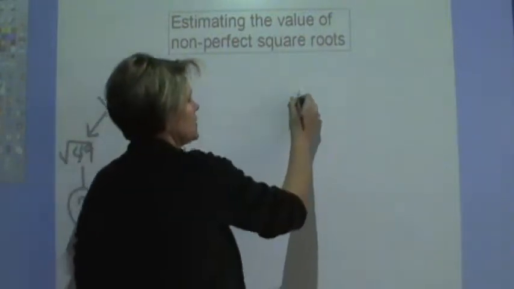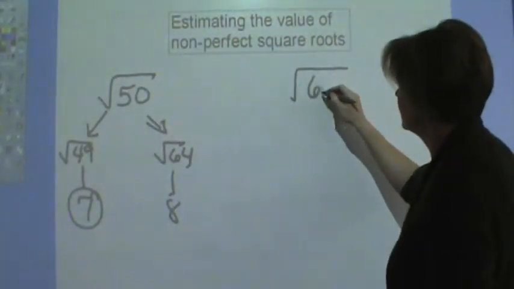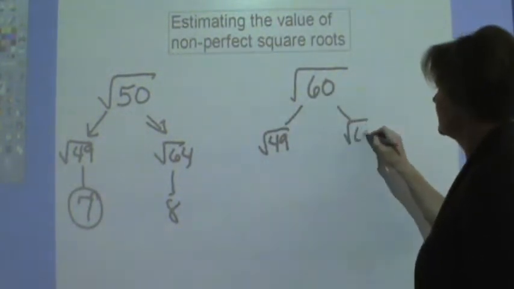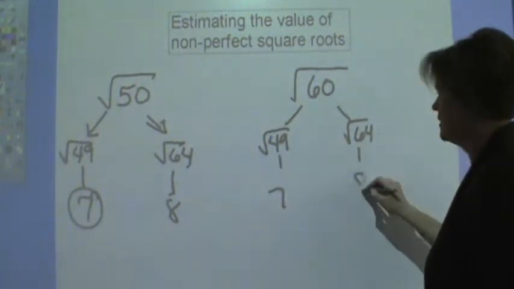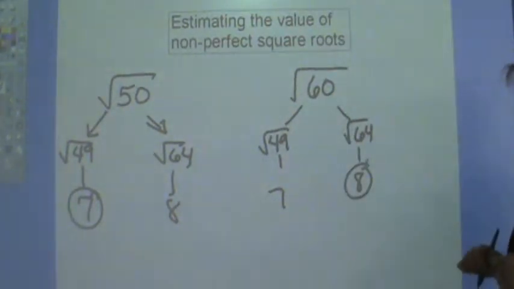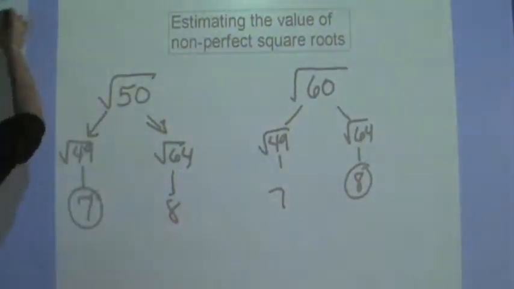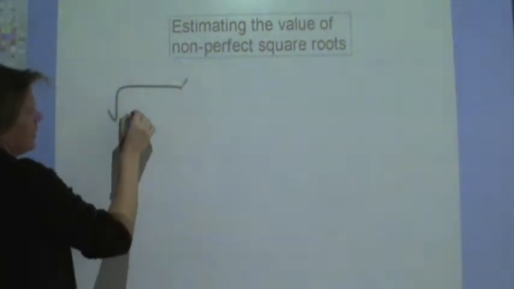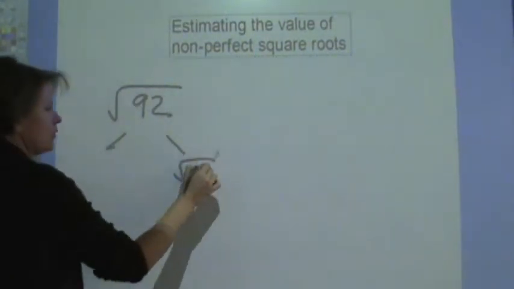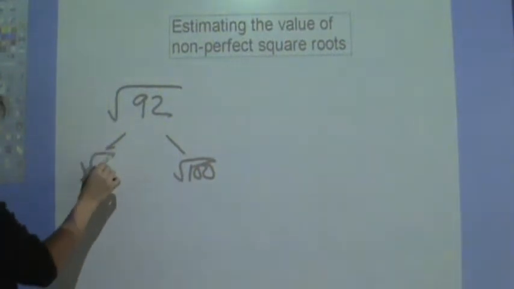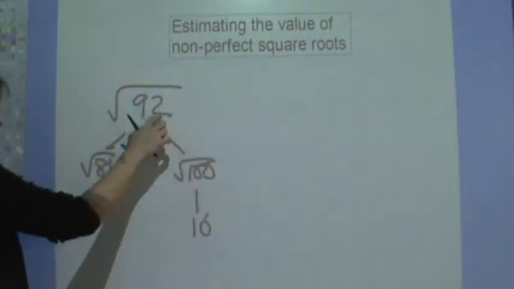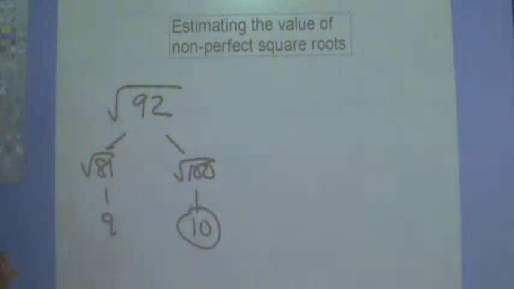Whereas something like the square root of, let's go with 60, would also be between the square root of 49 and the square root of 64. So it'd be between 7 and 8. But because 60 is closer to 64, this decimal answer would be closer to 8. Let's try another number. So you got like the square root of 92. That's going to be between the square root of 81 and the square root of 100. So it's going to be between 9 and 10. This is 8 away and this is 11 away, so it's going to be closer to 10.